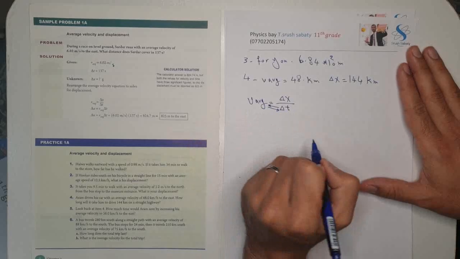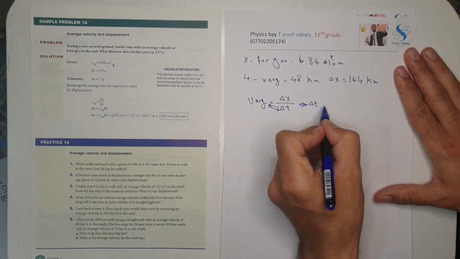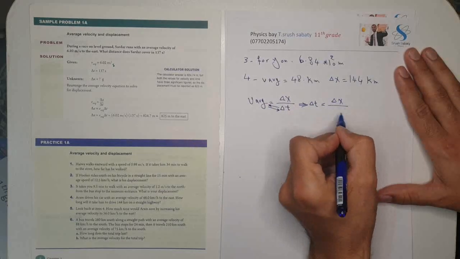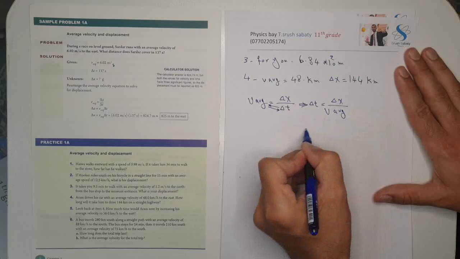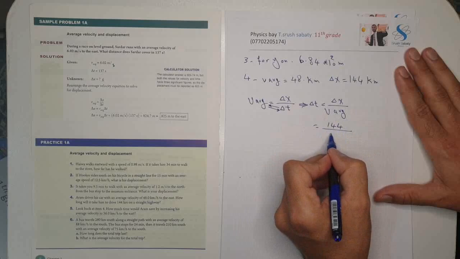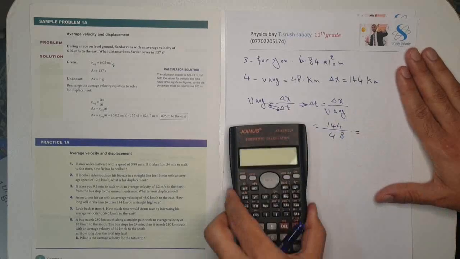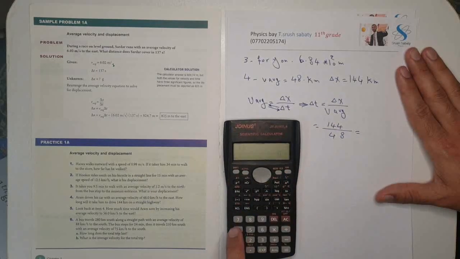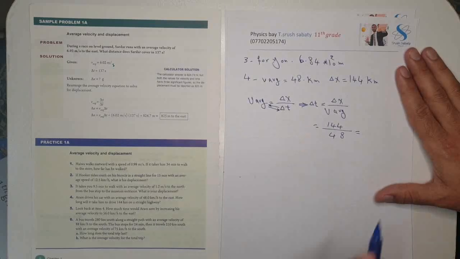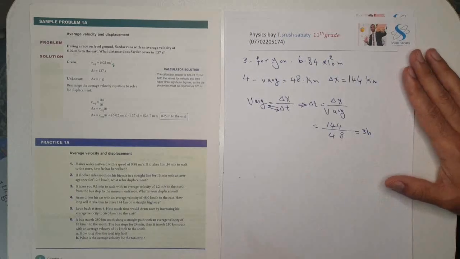Change the position, the resulted delta t is equal to what? Delta x divided by v average. So delta t is equal to 144 divided by v average, which is 48. Okay, so the result will be three. The result is 3 hours. So it depends on the multiple choice.